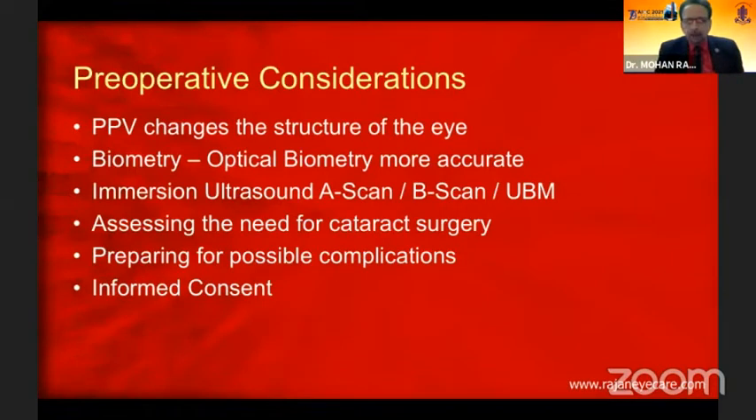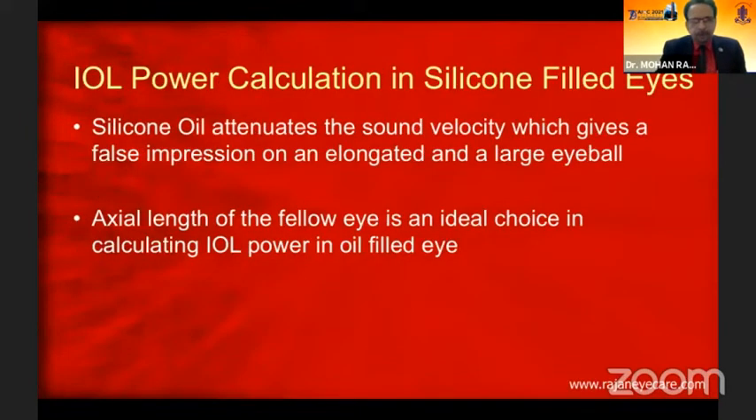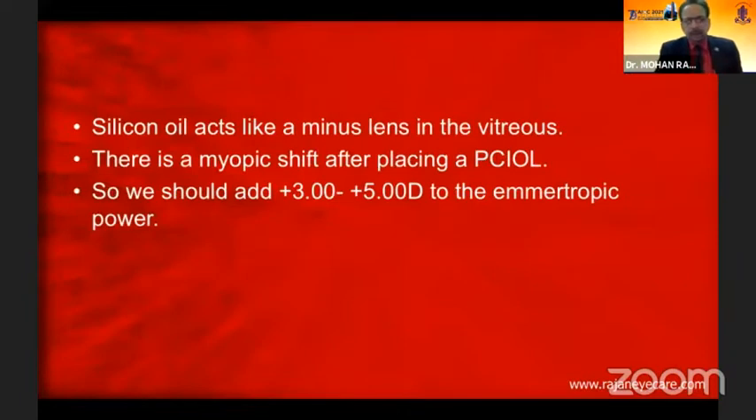So biometry: optical biometry, more accurate immersion ultrasound, A scan, B scan, or UBM you can do, assessing the need for the cataract surgery, preparing for the possible complications. Informed consent is very, very important. The silicone oil, as you know, attenuates the sound velocity, and axial length of the fellow eye is an ideal choice in calculating the IOL power in an oil-filled eye. Nowadays, you have the IOL Master and the Lenstar, which give the silicone mode. So you get the silicone oil setting.